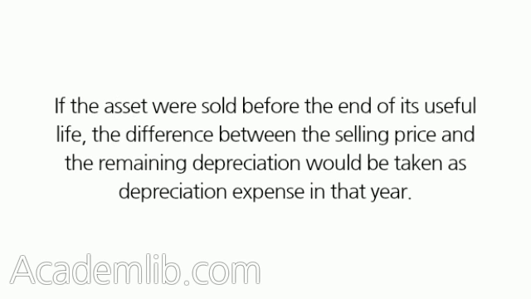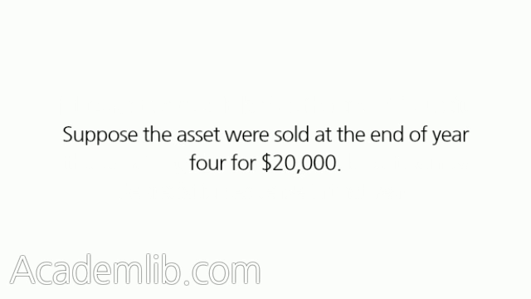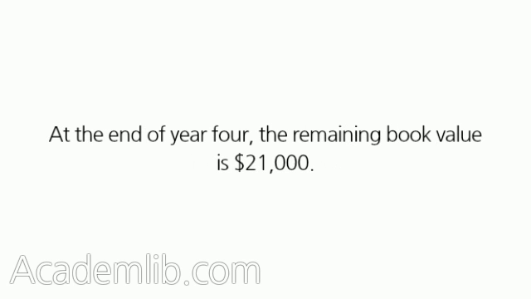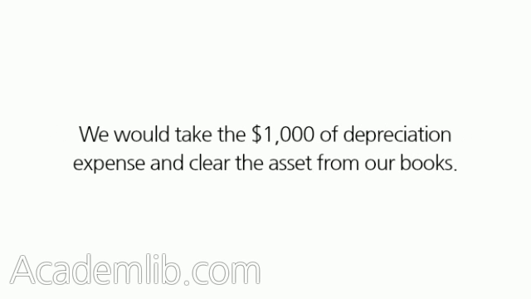If the asset were sold before the end of its useful life, the difference between the selling price and the remaining depreciation would be taken as depreciation expense in that year. Suppose the asset were sold at the end of year 4 for $20,000. At the end of year 4, the remaining book value is $21,000. We would take the $1,000 of depreciation expense and clear the asset from our books.